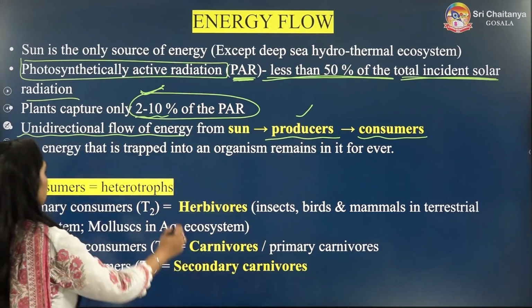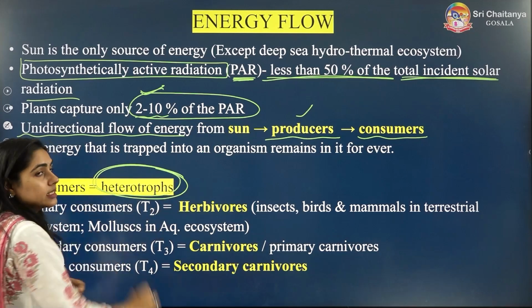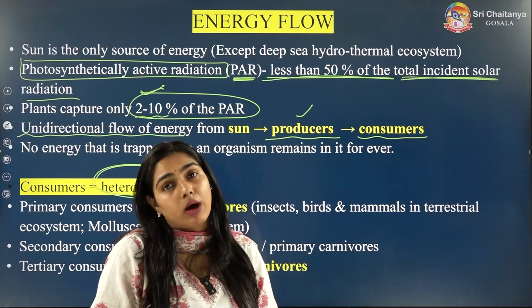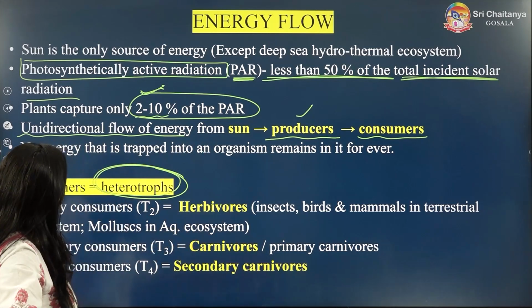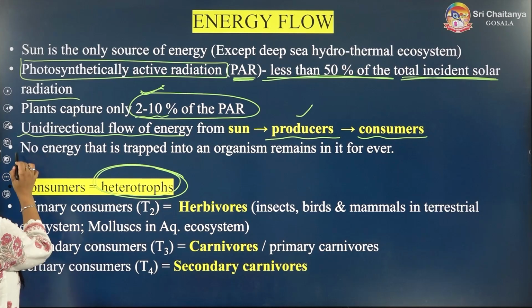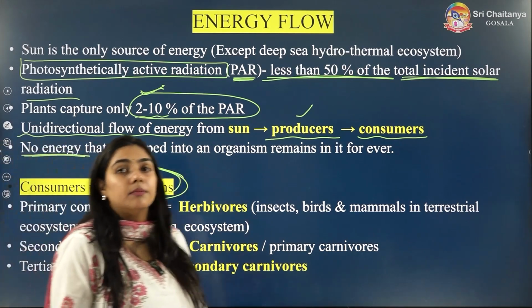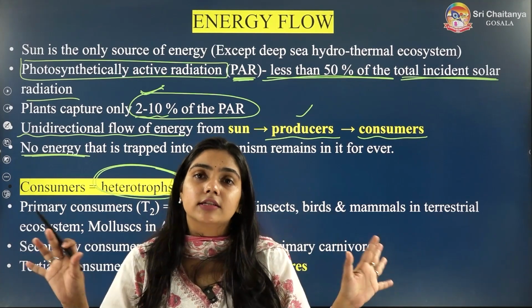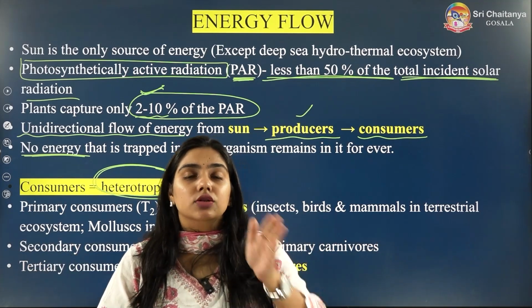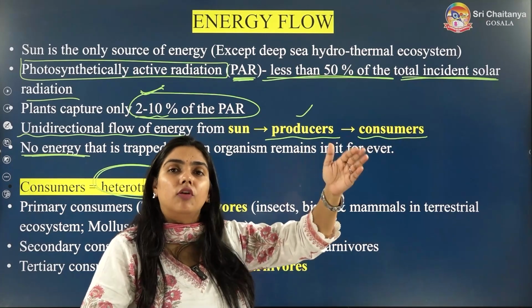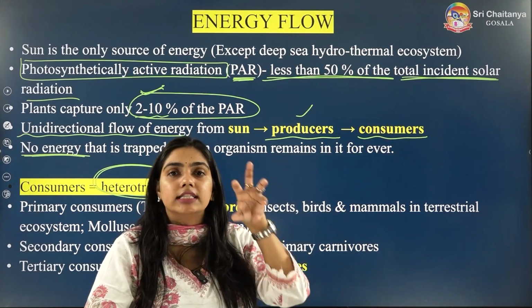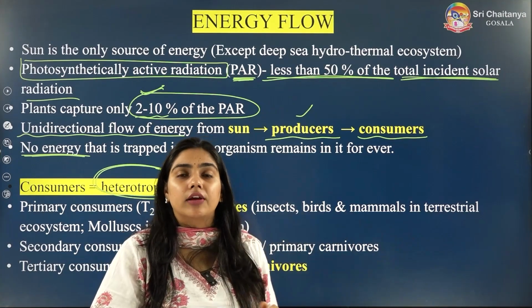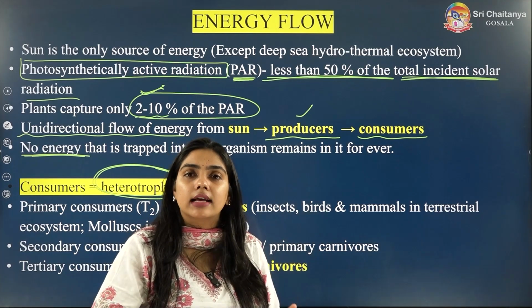You can call consumers heterotrophs also, because they are not making their own food and they are dependent upon others for their food requirements, right? And obviously, another point is no energy is trapped in an organism forever. Either the energy will be passed on or it is lost as heat. Okay, so remember, there is unidirectional flow of energy, and no energy is trapped in the organism forever. It is going to be passed on to the next trophic level or else it will be lost as heat, right?